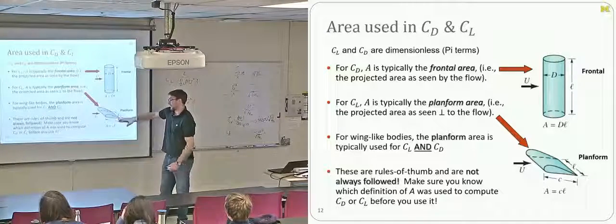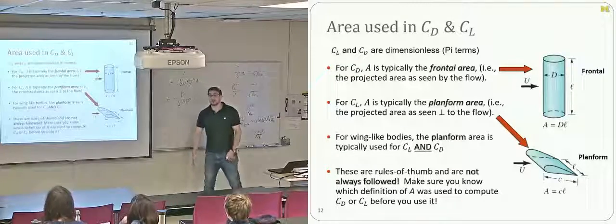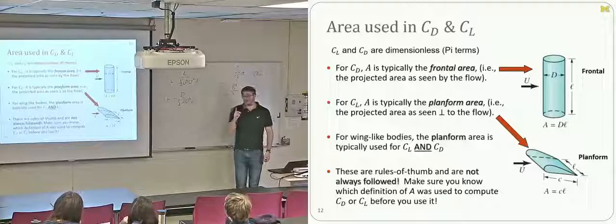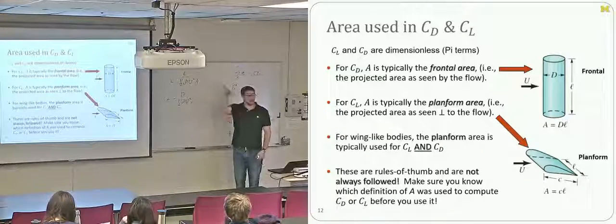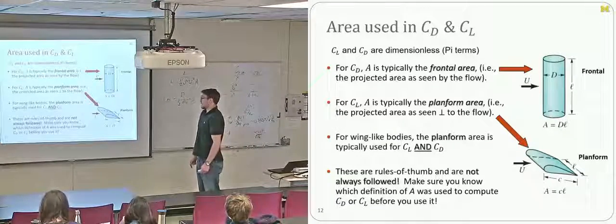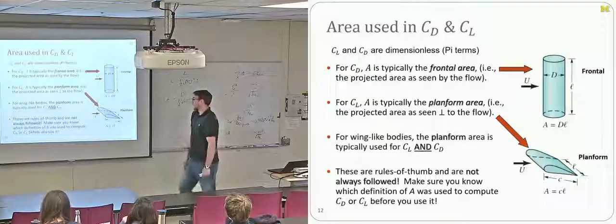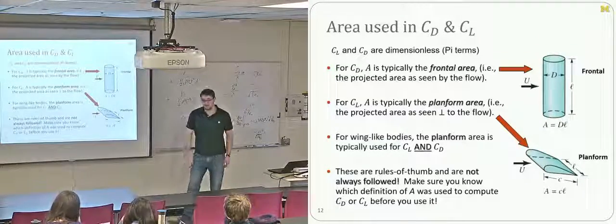For lift, we're usually interested in the planform area, so it's called, or the area perpendicular to the flow. So if you were to align yourself with the direction of lift, right, position yourself above or below the body, such that you're looking along the line of action of the force, then look at the outline of the body, such as a wing, you would get the length of the wing times the width of the wing, and that's the area that you would use.